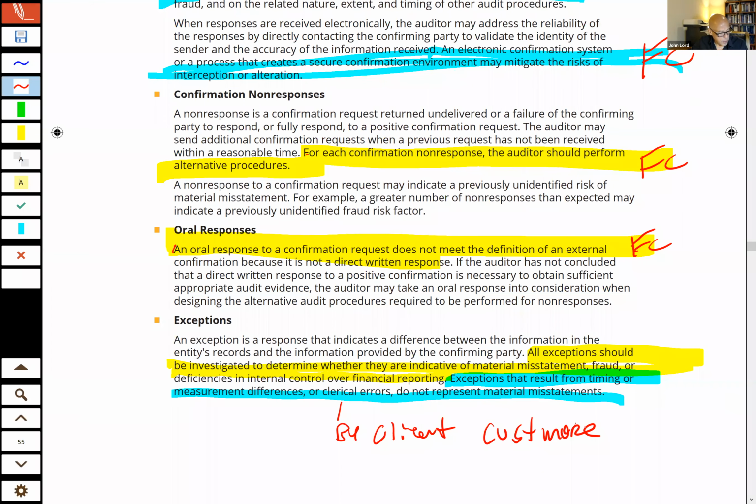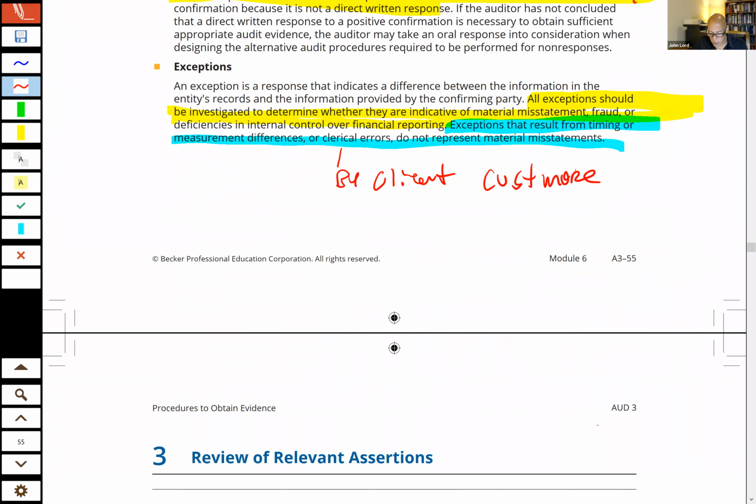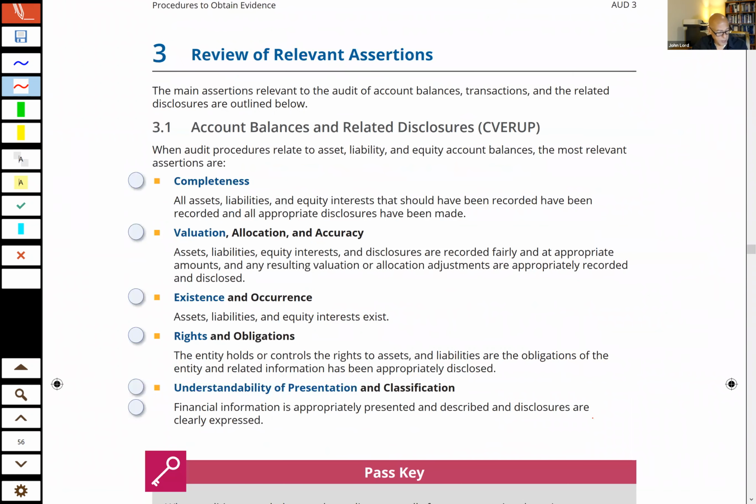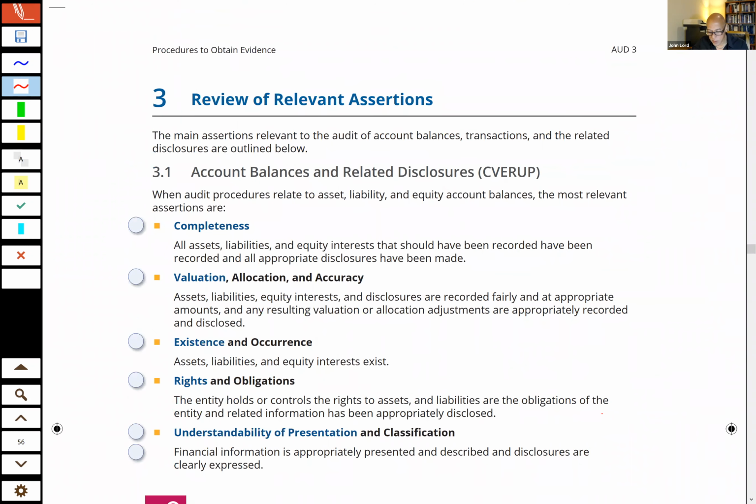Yeah. Let's stop there and take our break, and we're going to come back and start to review assertions. Actually, you know what? Let's do it and then take the break. I think that's better.